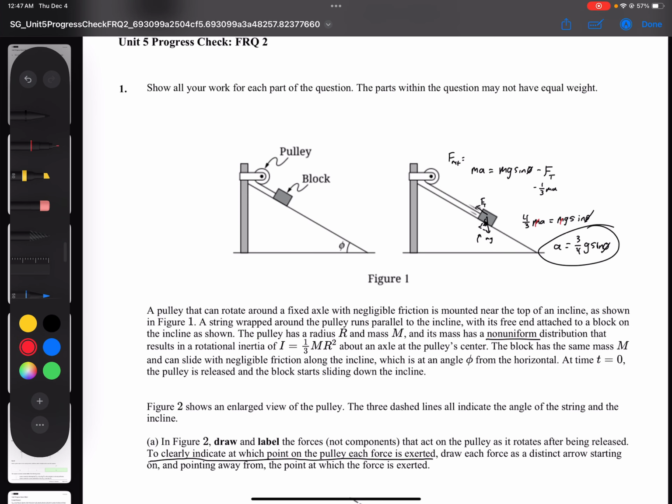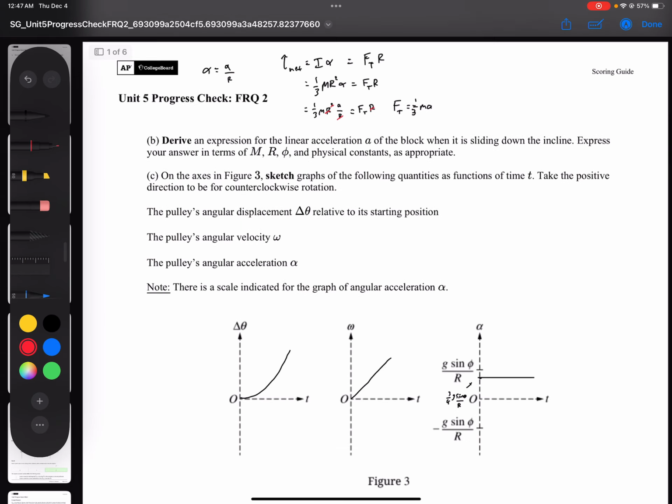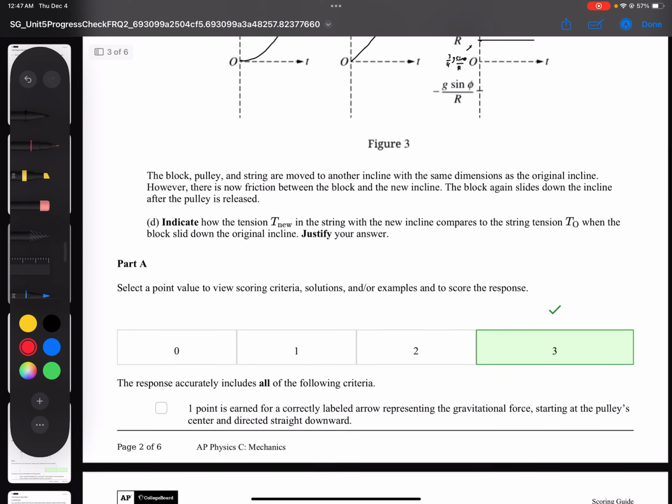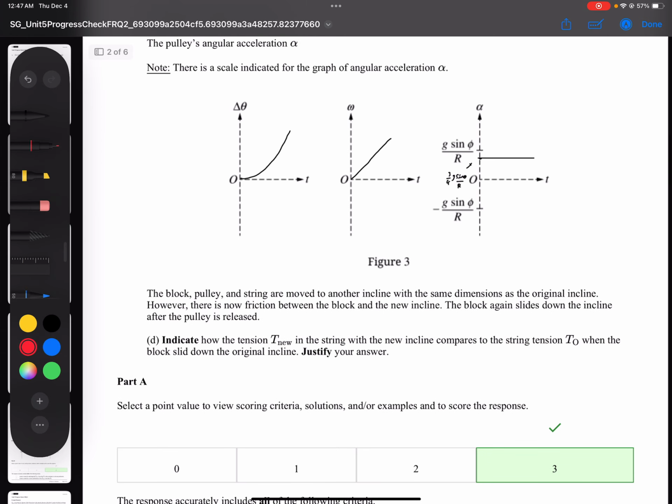Let's think about what's going on. Now there's going to be some friction, so basically I'm adding another force over here. Now I have a force of friction that's just going to reduce the acceleration of the block. If I reduce the acceleration of the block, that reduces the angular acceleration of the pulley. And we have to see how the tension changes.